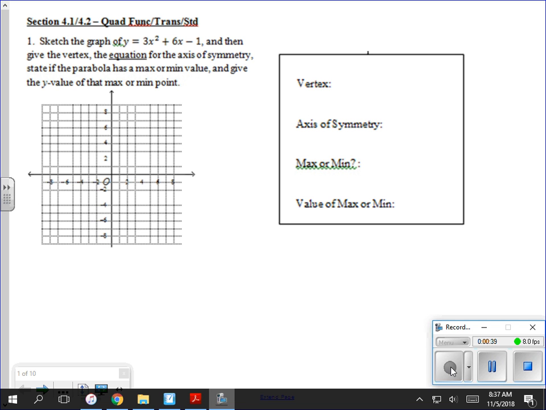You cannot use completing the square to rewrite it in vertex form because you have a 3 in front of the x squared up here. So using completing the square isn't going to work on this one. So the x-coordinate of your vertex is minus b, which is 6, over 2 times a, which is 3. So you get negative 1 for the x-coordinate of your vertex.